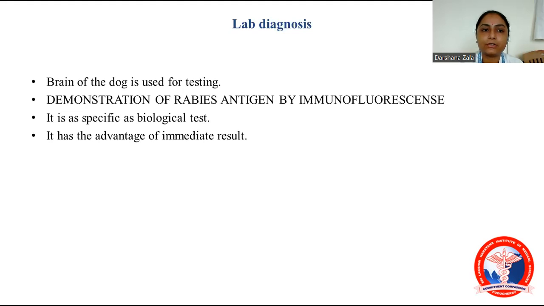Laboratory diagnosis in a dog: the brain of the dog is used for testing. In that also, the same method, antigen detection by immunofluorescence. So demonstration of rabies antigen by immunofluorescence is the common method for men and dog for diagnosing rabies infection. It is a specific test for diagnosis, and it is a biological test. It has the advantage that it gives an immediate result.